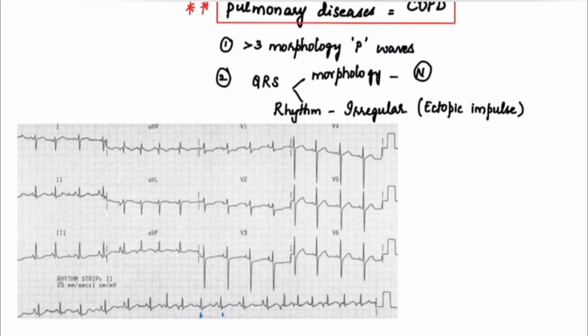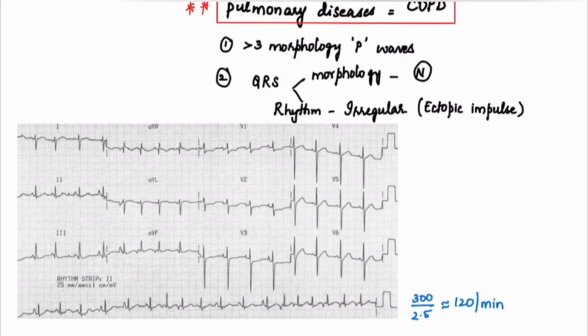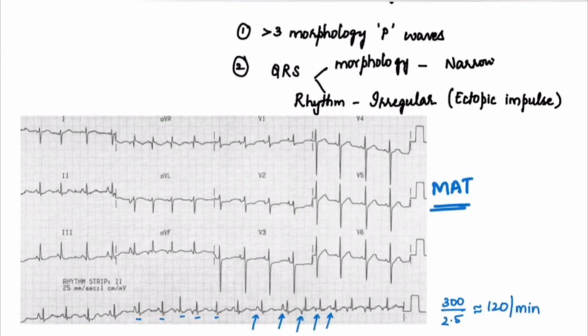So in this ECG, first thing is to see that there is tachycardia. Between two QRS complexes, there are 2.5 large boxes, so the rate is 120 beats per minute. There is tachycardia. And now look at the morphology of P waves. So in some it is tall, tented, in some it is inverted. So more than 3 morphologies of P waves indicates multifocal atrial tachycardia. So in this ECG strip, there are more than 3 morphological patterns of P waves, and also the QRS should be narrow complex with an irregular rhythm.